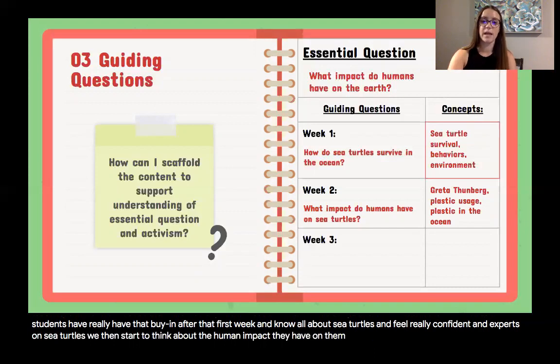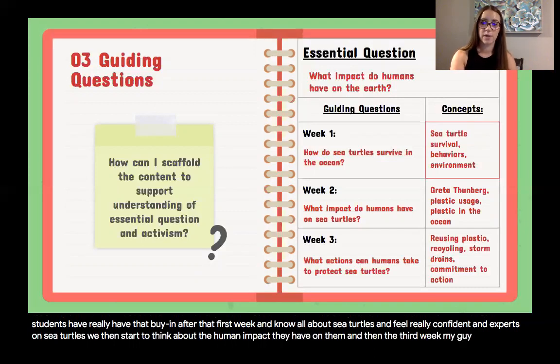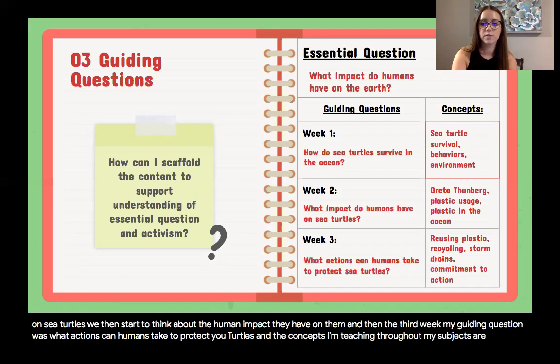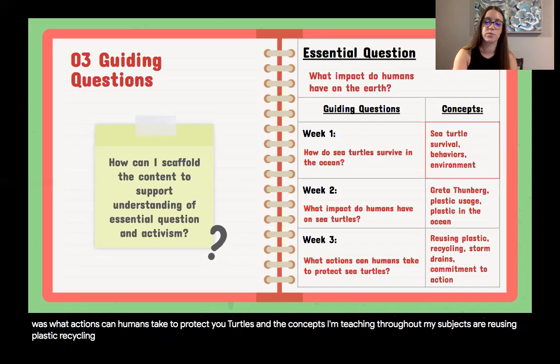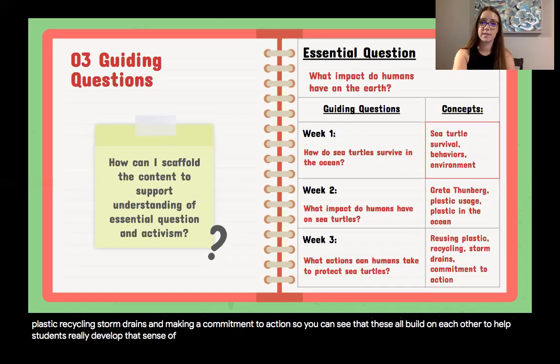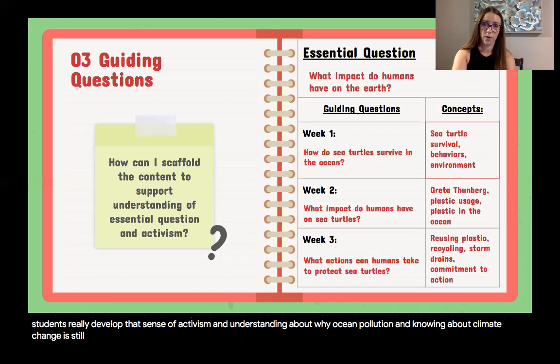And then the third week, my guiding question was, what actions can humans take to protect sea turtles? And the concepts I'm teaching throughout my subjects are reusing plastic, recycling, storm drains, and making a commitment to action. So you can see that these all build on each other to help students really develop that sense of activism and understanding about why ocean pollution and knowing about climate change is so important.